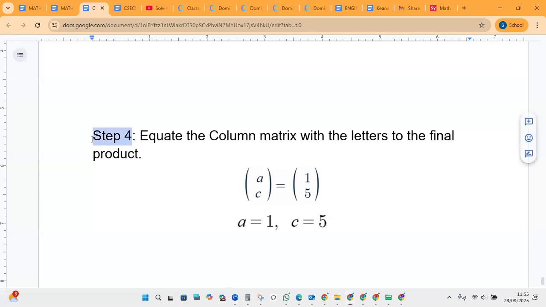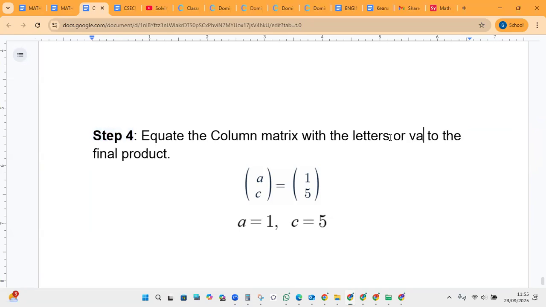And the final step, which is step number 4, you equate the column matrix with the variables to the final product. So the column matrix of A and C is equal to the column matrix of the final product. Therefore, A must be equal to 1 and C must be equal to 5.